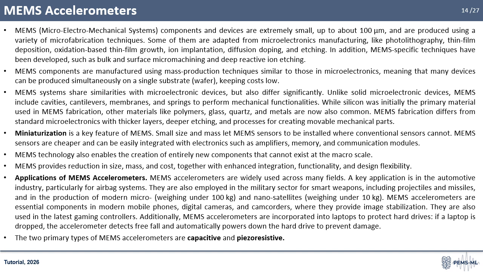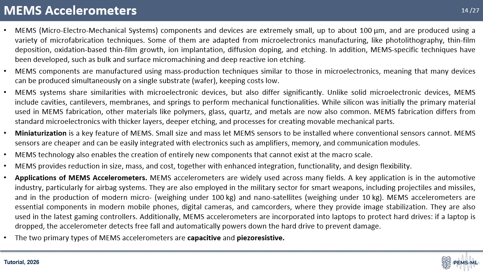MEMS accelerometers have many applications. In the automotive industry, they are used for airbag systems. They are also found in military smart weapons, micro and nano satellites, mobile phones, digital cameras, and gaming controllers. Laptops use MEMS accelerometers to protect hard drives during falls. If a laptop is dropped, the accelerometer detects free fall and automatically powers down the hard drive to prevent damage.